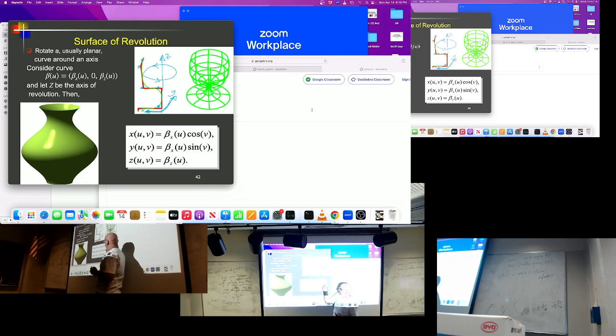What would be my curve at the end? What beta sub x tells me for any particular point is how far away from the z-axis I am. Beta sub x of u tells me: right now you're on the z-axis. Right now you are this distance away, this distance away, this distance away, and so that's what beta sub x is.